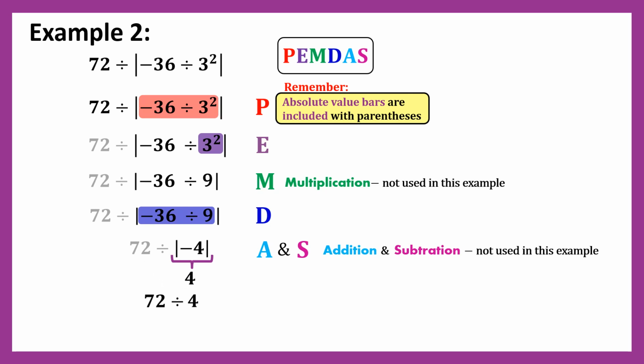Now we have the expression of 72 divided by 4. This means the only operation to apply is D for division. So let's divide 72 by 4. That gives us an answer of 18. And this is our final result. If you got this result, good job.